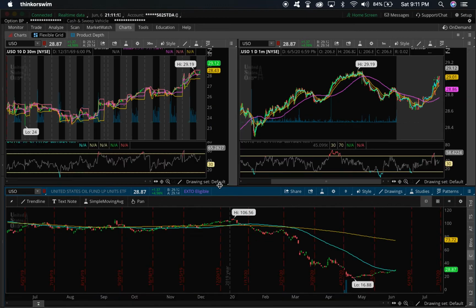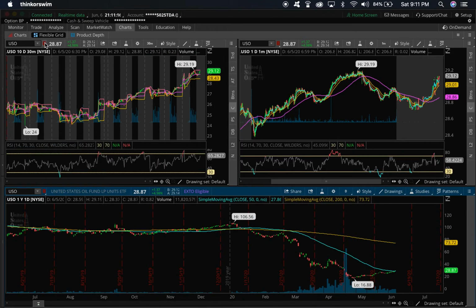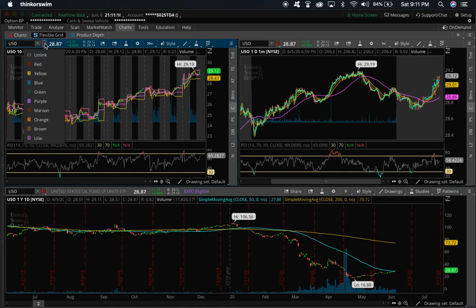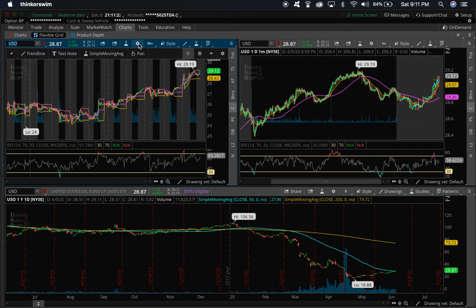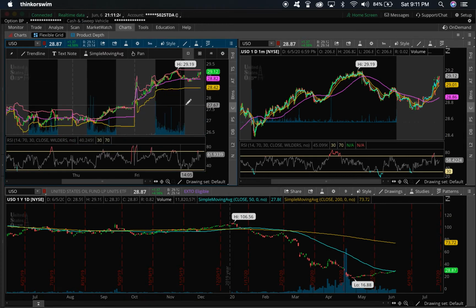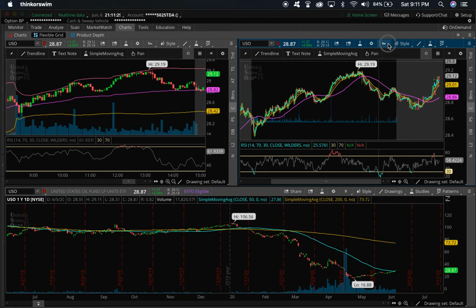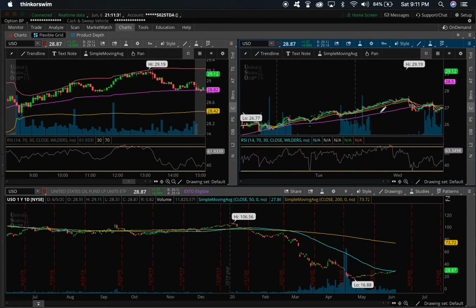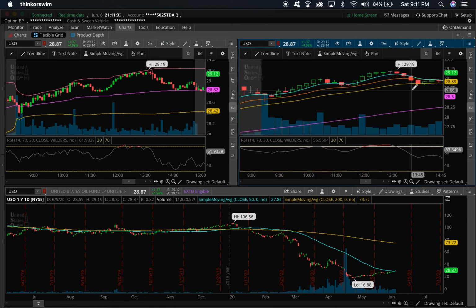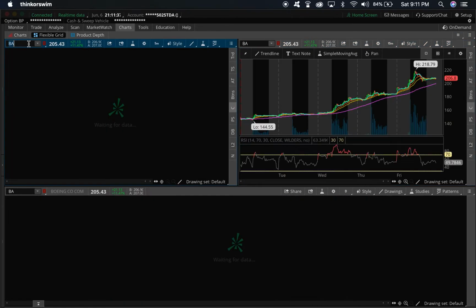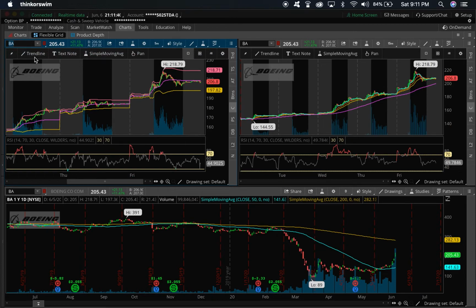So we can move this down, and you can see this little linkage here, you can link these. So let's say you have your 5-minute chart on here, you're trading on your 5-minute chart, you've got a 15-minute over here, and your daily down here. If you change one of these, let's say BA, all the charts are going to change. It links them all.